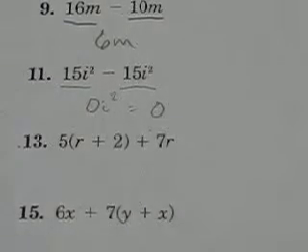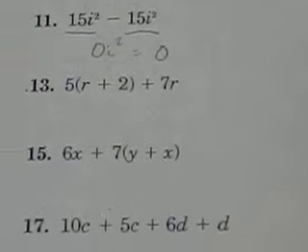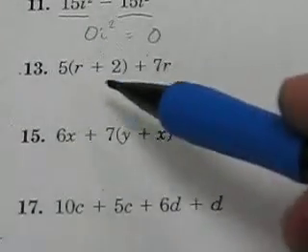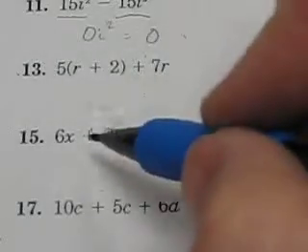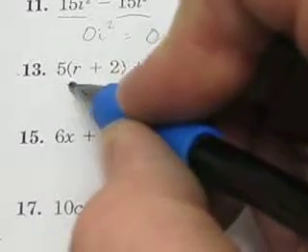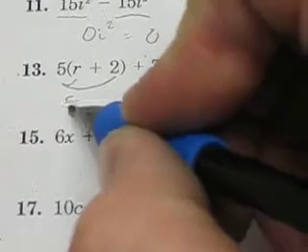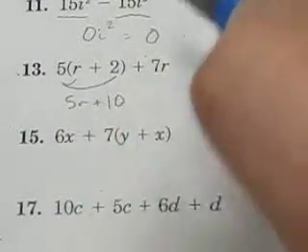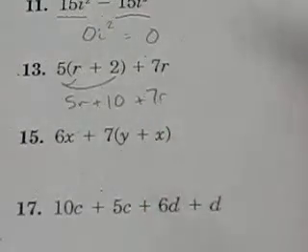On number 13, now we're getting an extra step involved. What we need to do is simplify by doing the distributive property, and then at the end we might have to combine like terms. Just like we did at the top of the page on numbers 1 and 3, we're going to take that 5 and distribute it to the r, distribute it to the 2. 5 times r is 5r. 5 times 2 is 10, so 5r plus 10, and then we have plus 7r at the end.